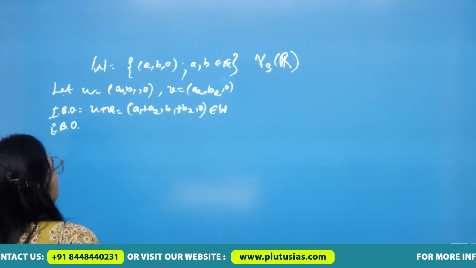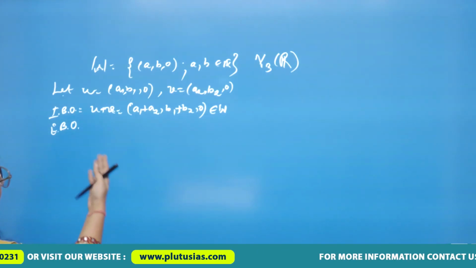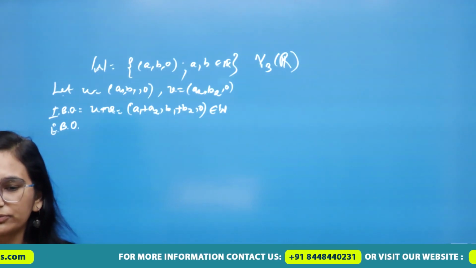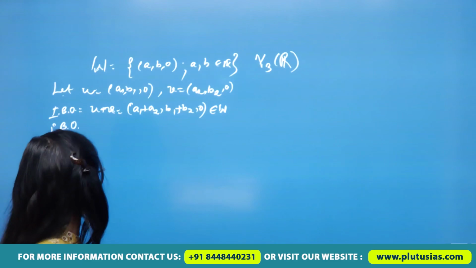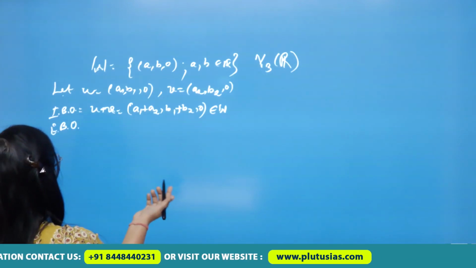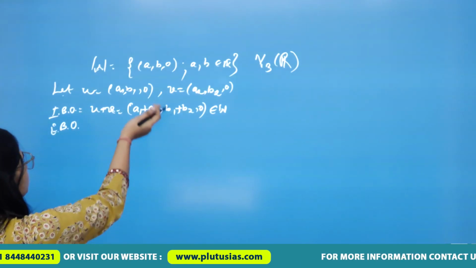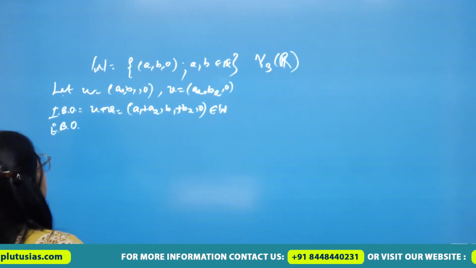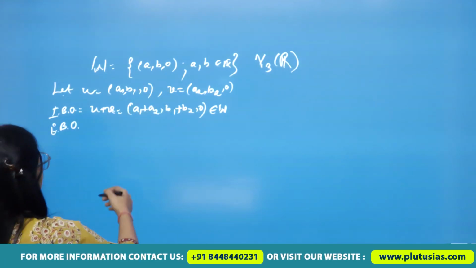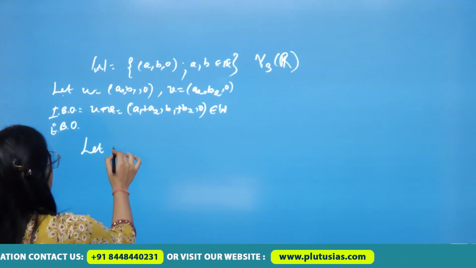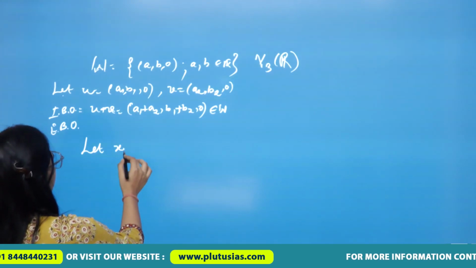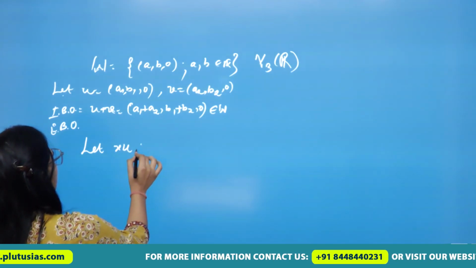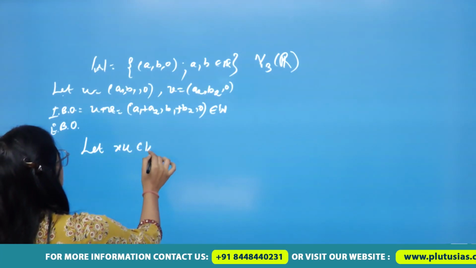How to prove that the external binary operation is defined on W over R? For that, we have to take one element from the field and then their scalar multiplication should go to W. Consider any element from R. a is already taken, so let's take this as x. Then we have to prove that x into u is also an element of W. This we need to prove.